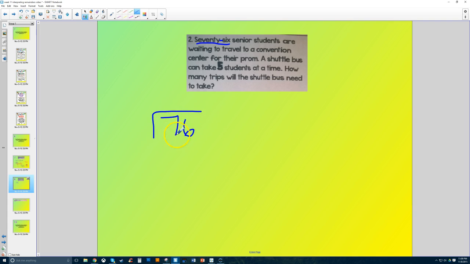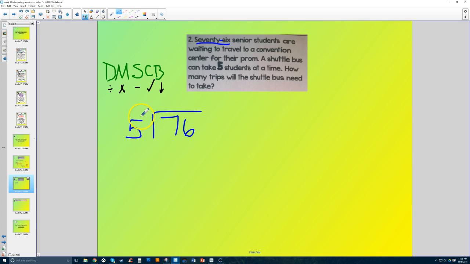So I'm going to put my dividend on the inside, my divisor on the outside, and here I'm going to use the does McDonald's sell cheeseburgers? Does McDonald's sell cheeseburgers? And the basic meanings of each one of these letters is that D stands for division, M stands for multiply, S stands for subtract, C stands for check, and B stands for bring down.